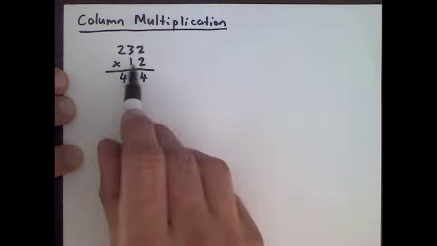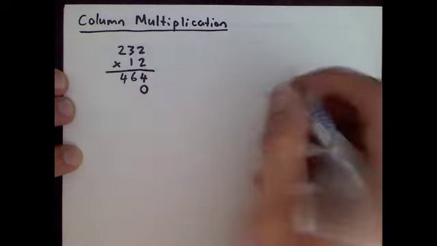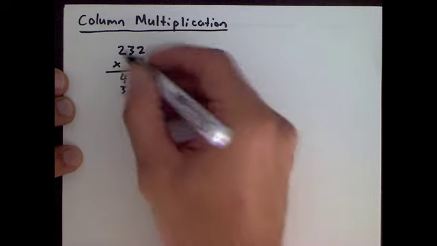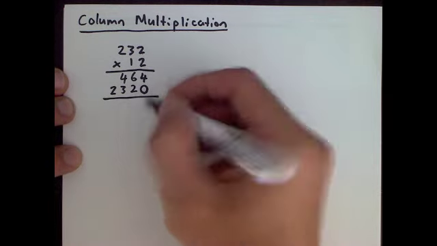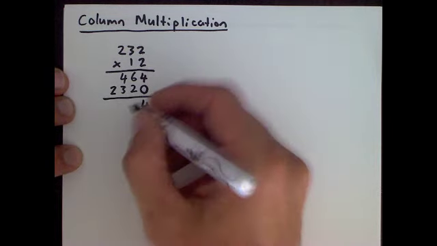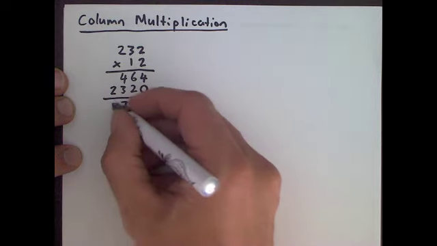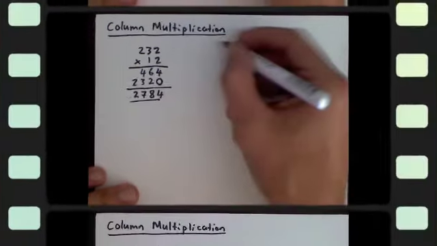Alright, because we're moving from the 2 to the 1, so we're changing a place value, we put a 0 down underneath the 4. Now we multiply the 1 with the 2, 1 with the 3, and the 1 with the 2. Now when we get to this point, all we've got to do now is add our columns together. So 4 plus 0, 6 plus 2 is 8, 4 plus 3 is 7, and then 2 is just brought to the bottom there, and it's 2,784.